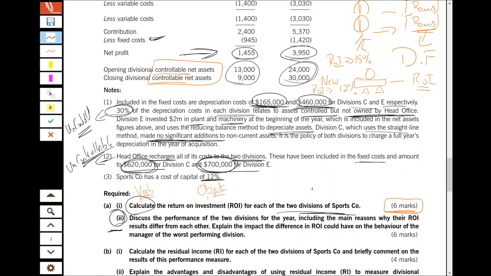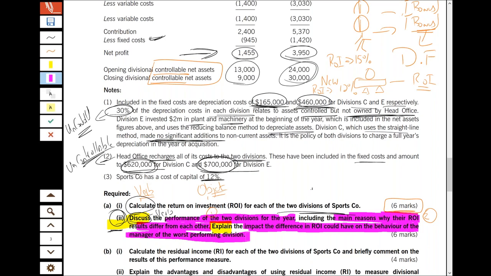Okay, verb is discuss. What to discuss? First object, performance of the two divisions. Second object, including the main reasons why ROI results differ for each. Third object, but before that, one more verb, explain. What to explain? The impact the difference in ROI would have on the behavior of the manager of the worst performing division, for 6 marks.